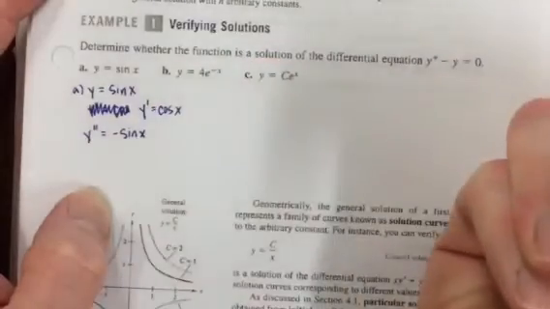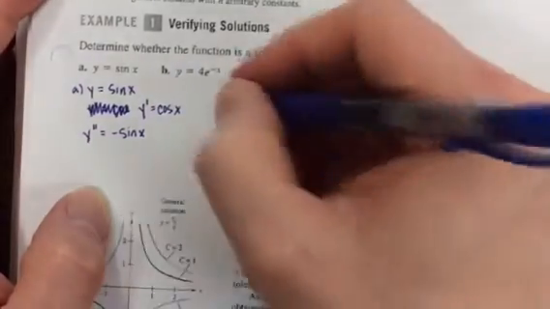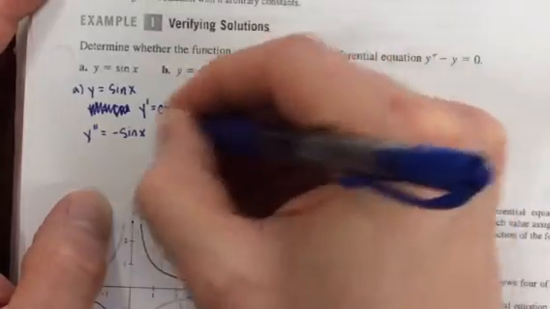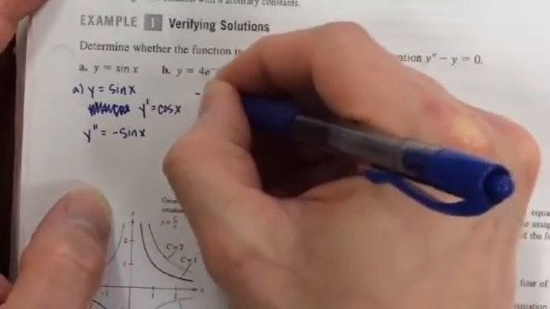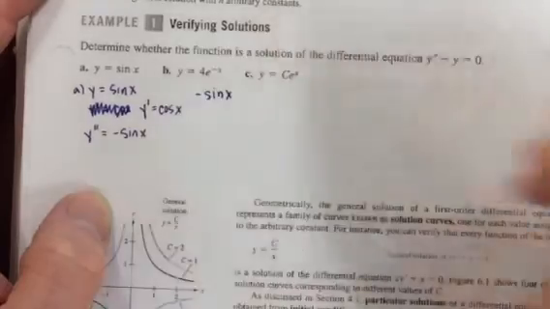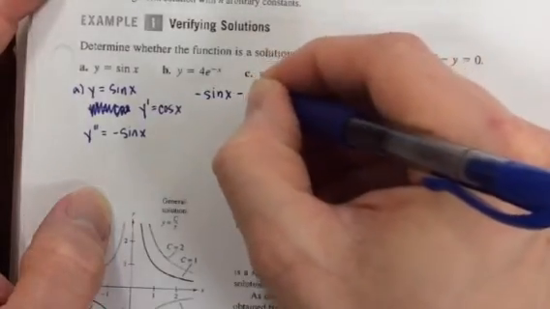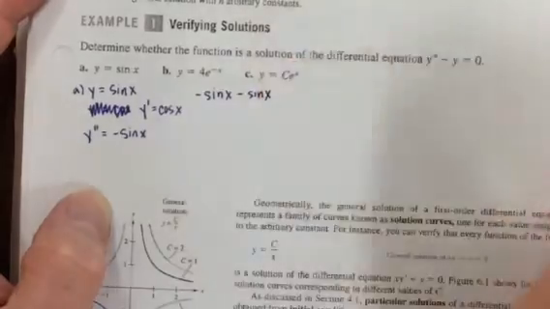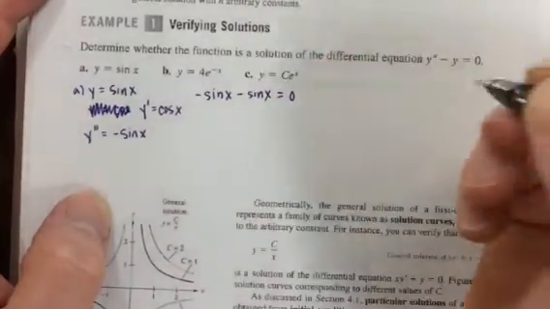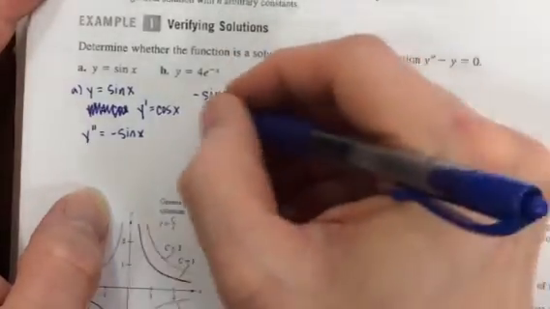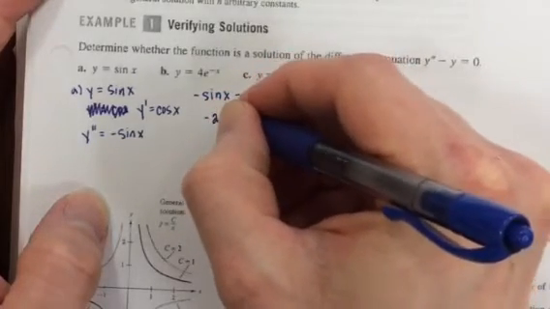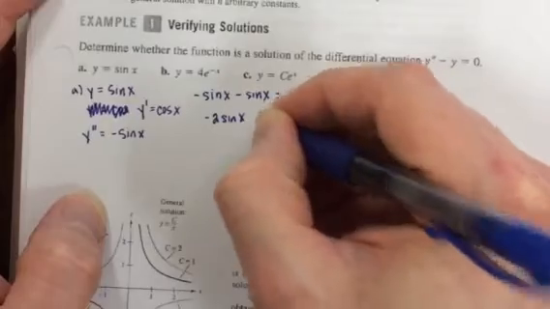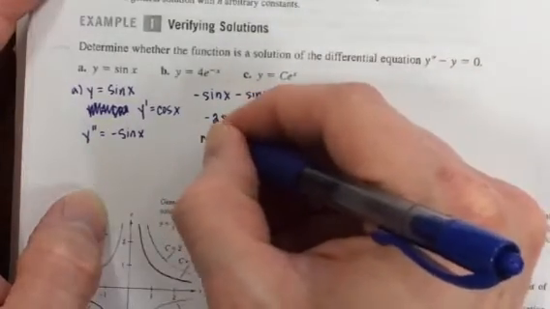The way that we check and see if it's a solution is we sub it in. So let's sub it back into this equation here. y double prime, which is negative sine of x, and we want to take away y, so take away sine of x. We want to know, does that equal 0? When we work this out, we've got a negative 2 sine of x, and that does not equal 0. So that is not a solution.